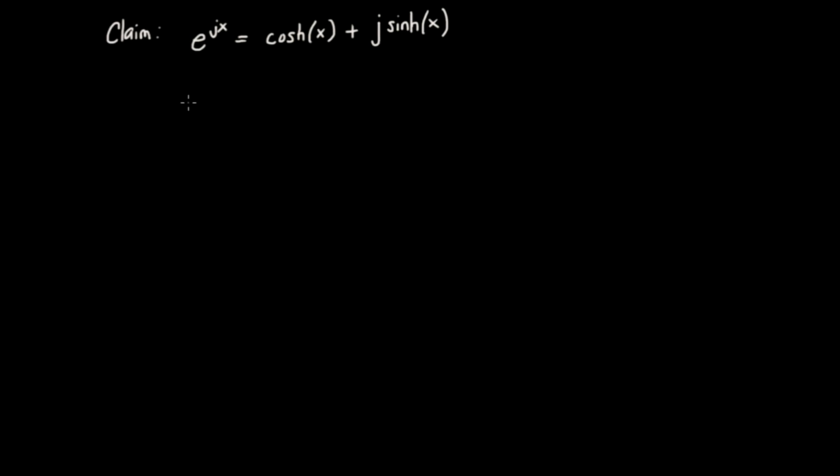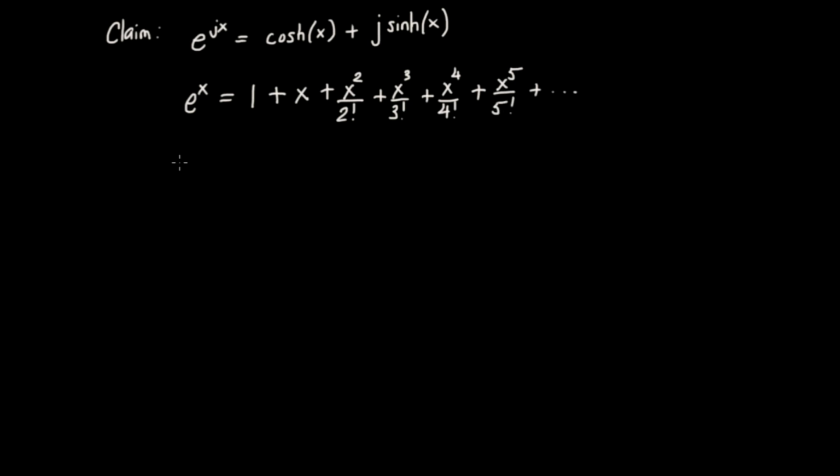And I'll remind you that e to the x is written out as a Taylor series in the following way: 1 plus x plus x squared over 2 factorial plus x to the third over 3 factorial plus x to the fourth over 4 factorial plus x to the fifth over 5 factorial, and so on. And now what I'm going to do is simply plug in jx into x. So I just make that substitution. It means that e to jx is equal to 1 plus jx. Just making that substitution.